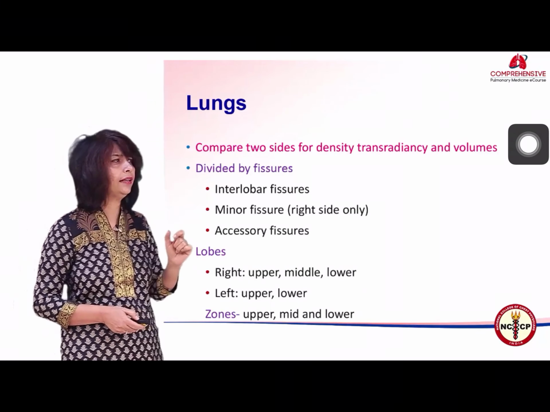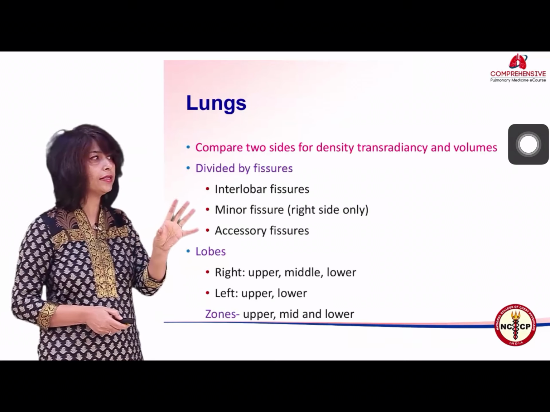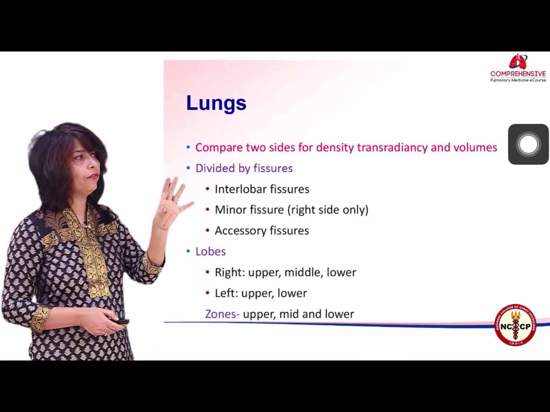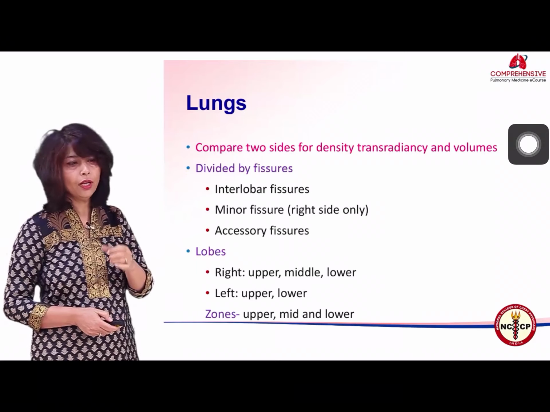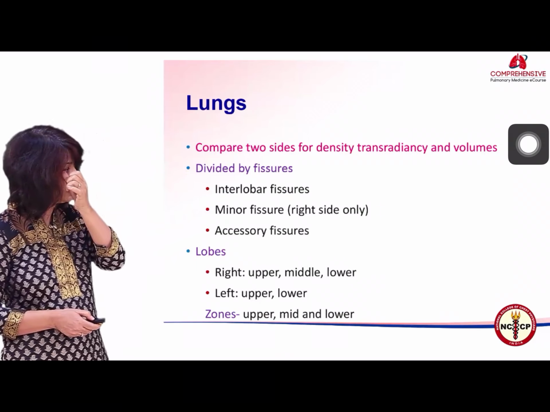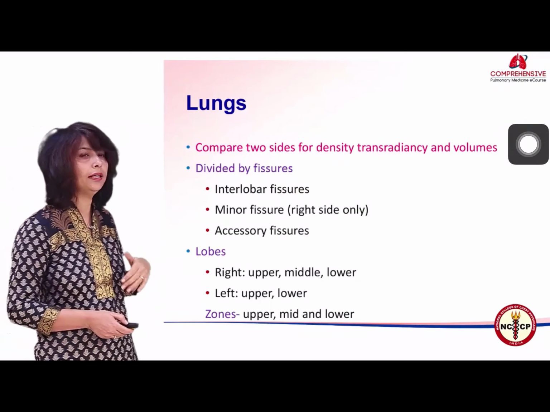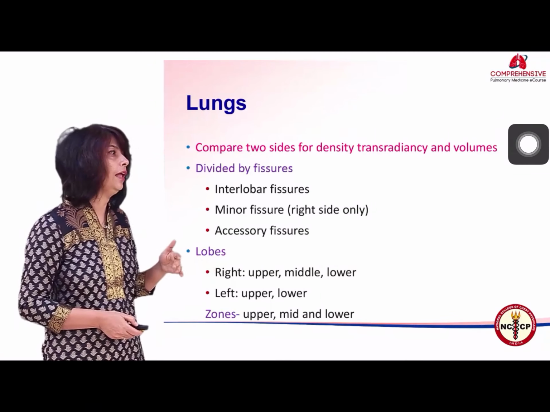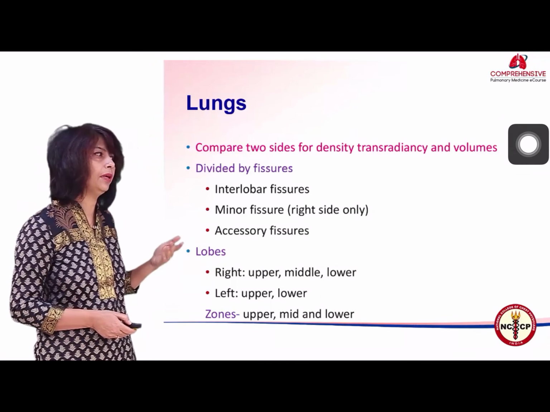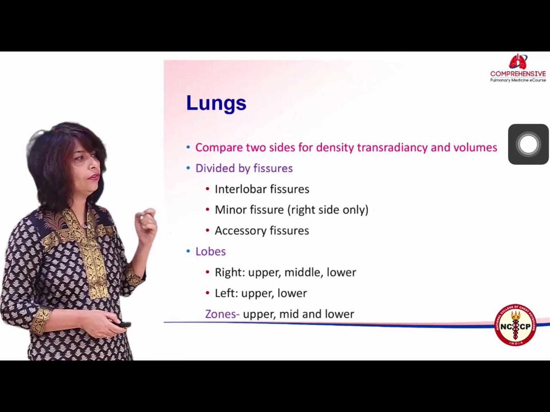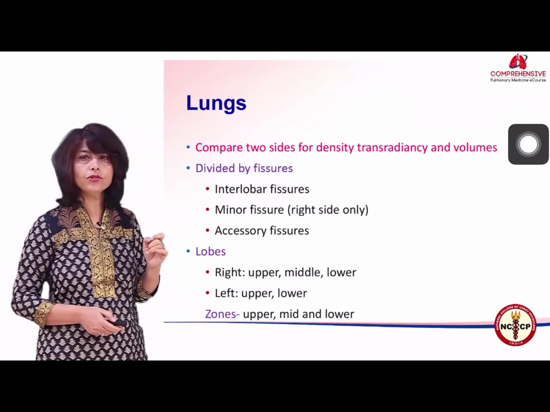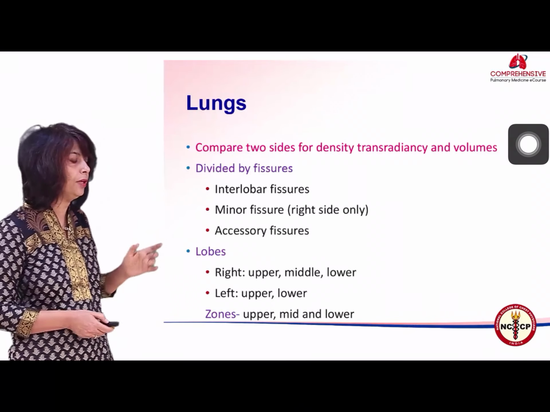I already said we are comparing the two sides. After we have seen where the abnormality is, then we come to division. As you know, anatomically the lung is divided by the major fissure and the minor fissure on the right side. There may be accessory fissures also, but a lot of times on the radiograph it's difficult for you to say exactly which lobe it is.